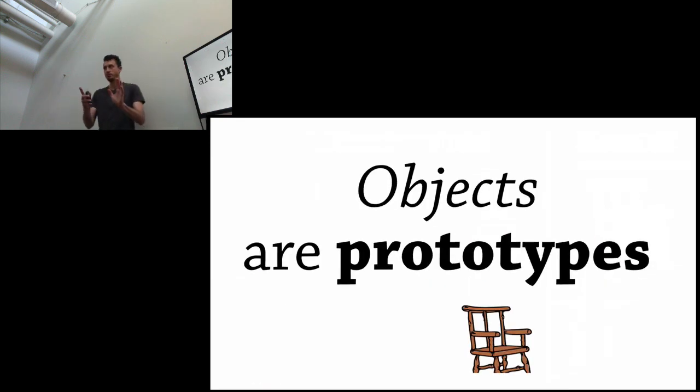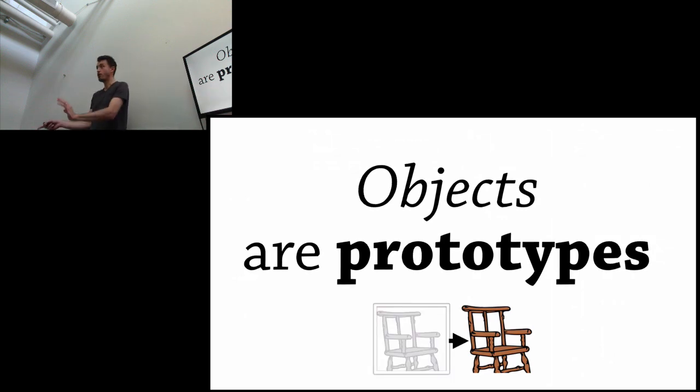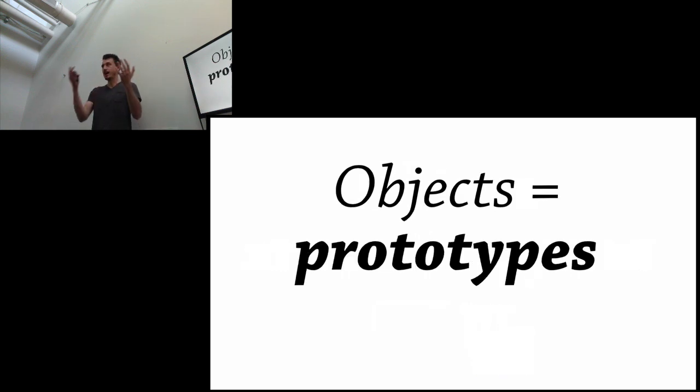So we've seen that objects are prototypes. So we have this prototypal object, which is a chair, and we use it to create more objects. And in fact, it's more general than that. Objects are prototypes, and prototypes are objects. They're the same thing. So what does this mean? Well, it means that we can have something like this.